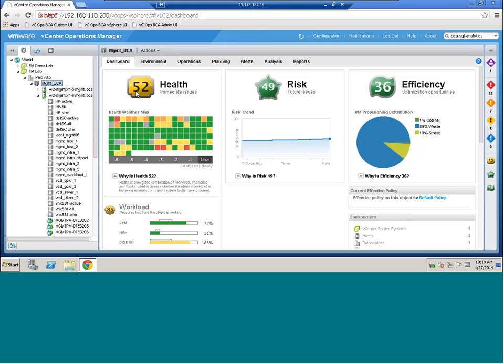And if we want to know why our health score for this cluster is a 52, we're going to expand the why is health 52, which should be pretty obvious here. Most people miss these buttons or don't really notice them, but also why is my risk a 49 and why is my efficiency a 36?